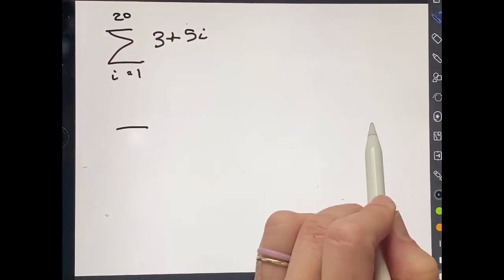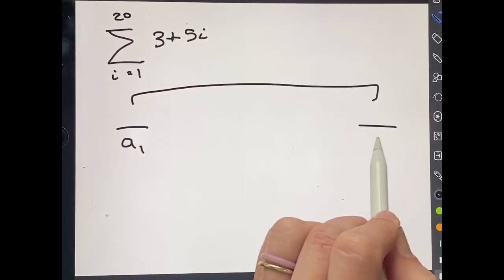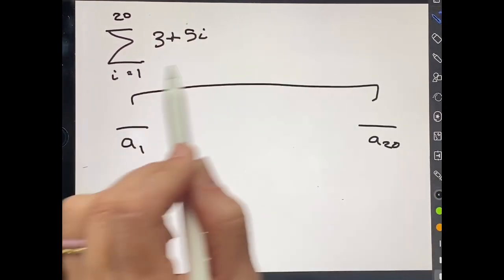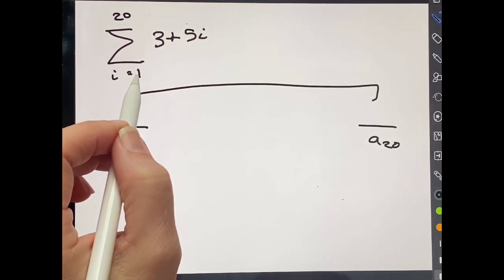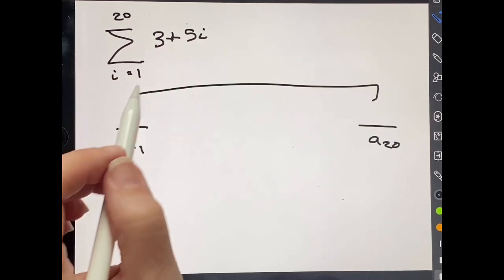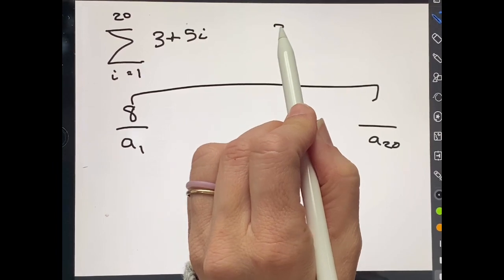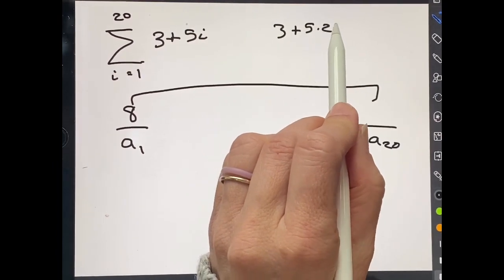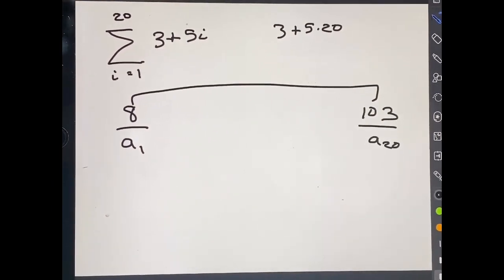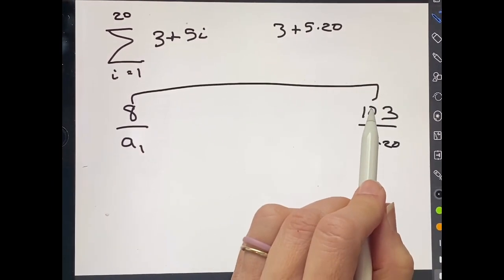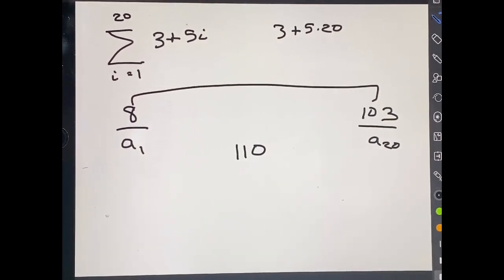Well, we know according to our formula that I only really need the first one and the last one. And then I will have half of those pairs. So the first term, if I plug in 1, I've got 3 plus 5 times 1 gives me 8. My last term, if I plug in 20, I have 3 plus 5 times 20. This is 100. So I have 103 is my last term. 103 plus 8 gives me 110.